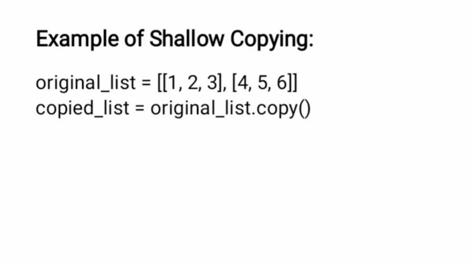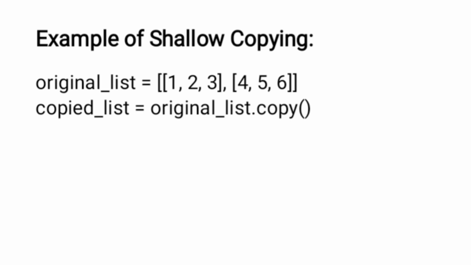Example of shallow copying. This code demonstrates how to create a shallow copy of a list in Python. The original list is a list containing two sublists, 1, 2, 3 and 4, 5, 6. The copied list equals original_list.copy(). It creates a new list object, copied_list, that is a shallow copy of original_list.